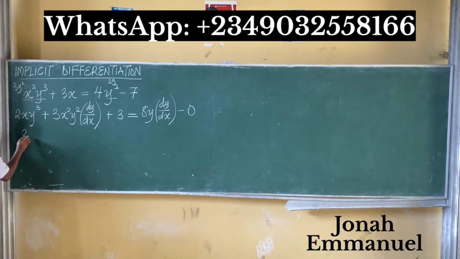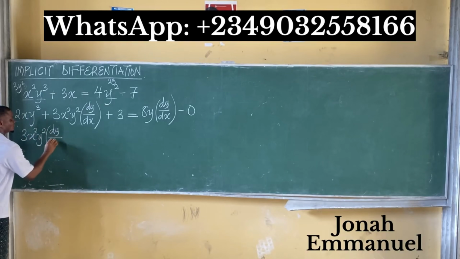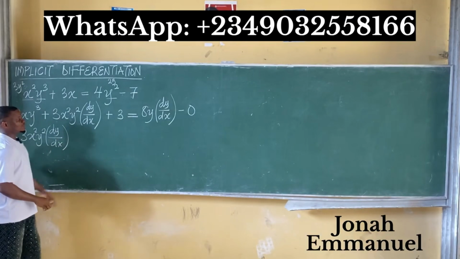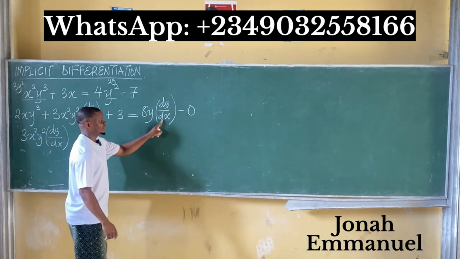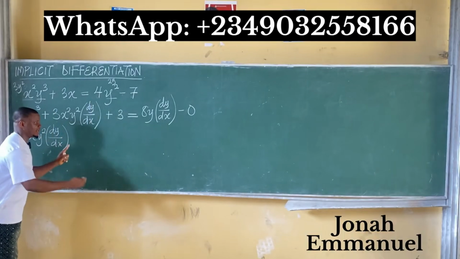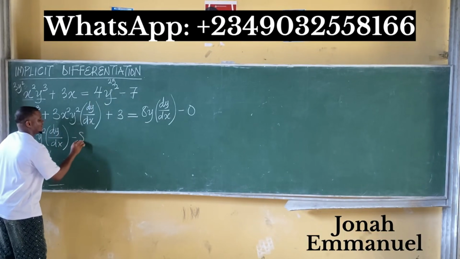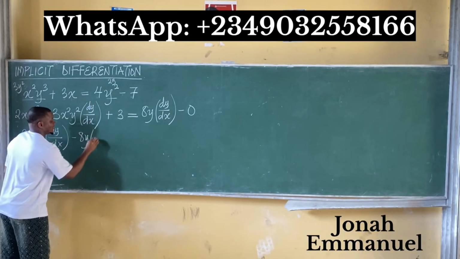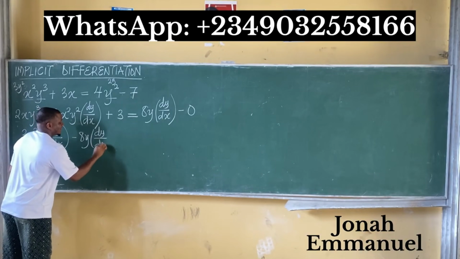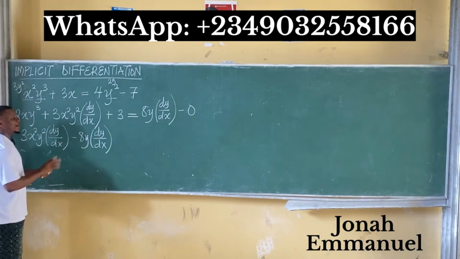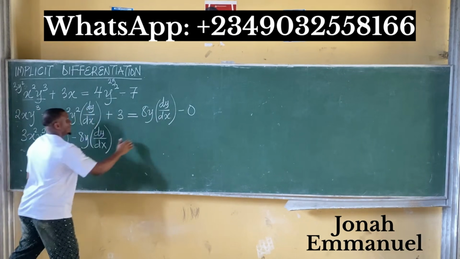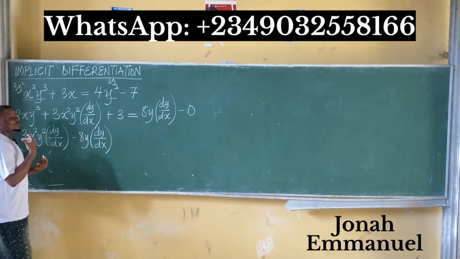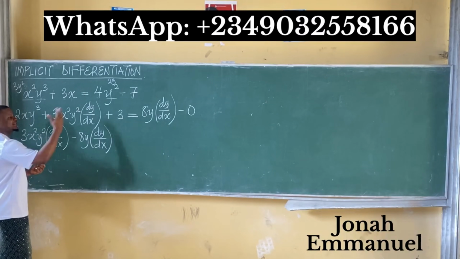So I'm having 3x squared y squared dy dx. This one has dy dx. I'm going to move this one over here. This is positive. Moves over, becomes what there? Negative. So I'm having minus 8y dy dx. So I am done with my 2 dy dx terms, this one here and this one here. Move all the terms not containing dy dx over to the right hand side.